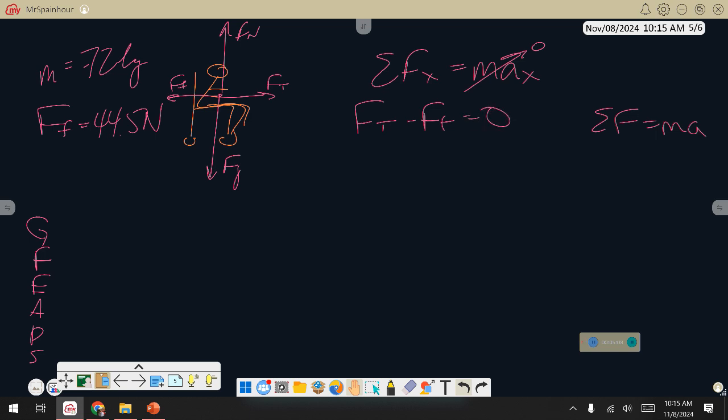And very, very simplistically, we found what we knew ahead of time. Force tension equals force friction, and that's where we got our 44.5 newtons. We knew that tension was 44.5 newtons because we measured it, and therefore friction also has to be 44.5 newtons. Everybody cool so far? Yeah.